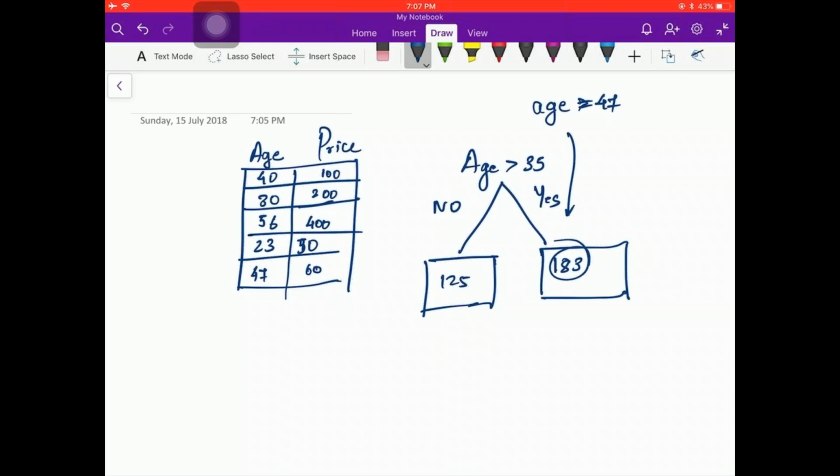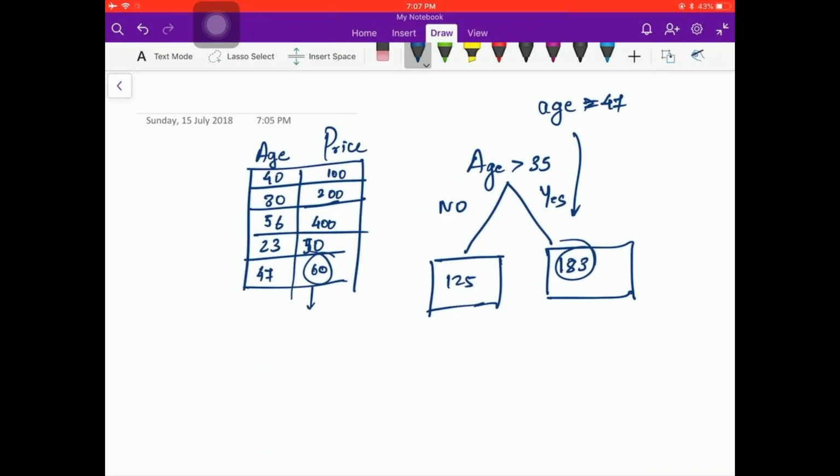Your actual value for 47 is 60. However, it's kind of an outlier, right? So your prediction is 183. Since you just have one variable, it's kind of not very accurate. So for any age, let's say if you are inputting age as 56, also the prediction will be 183 since you just have one variable.